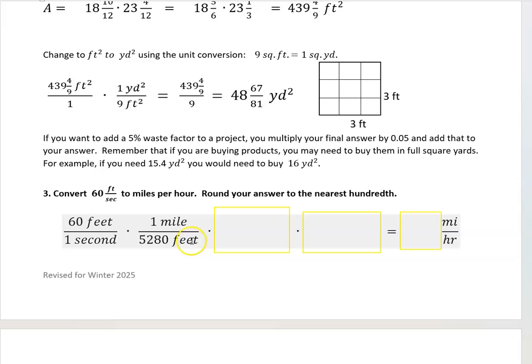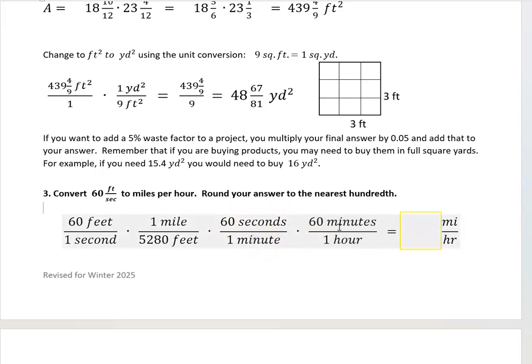So I've basically gotten rid of feet and changed into miles, which I wanted, but I also have to get rid of seconds. And so I would say I have seconds on the bottom, so I want to have seconds on the top. Those are going to cancel out, leaving me minutes. Notice I want hours, but I'm going to go to minutes first, and I have 60 seconds in a minute. And then I do one more where I say, but I really don't want minutes, I want hours. And so 60 minutes is 1 hour. And now if you multiply straight across, you have 60 times 60 on the top, and you're dividing that whole thing by 5,280. Use your calculator, and you get, rounded to the nearest hundredth, 40.91.